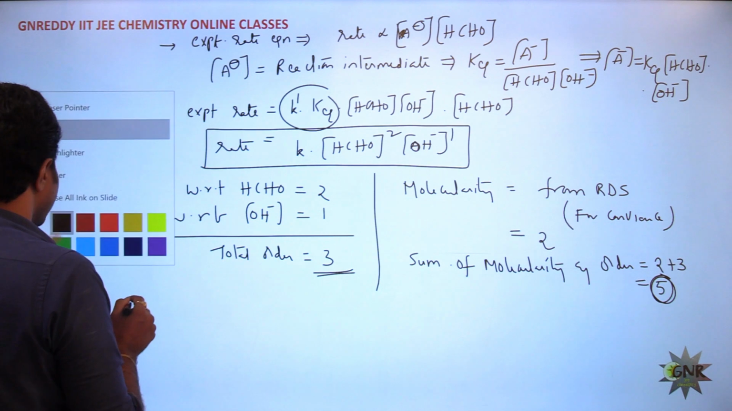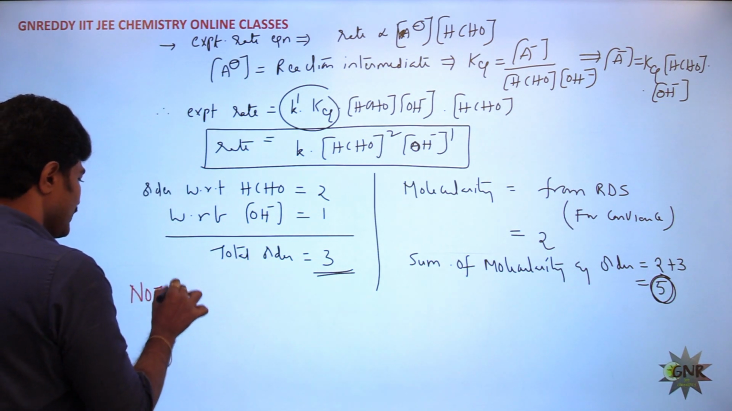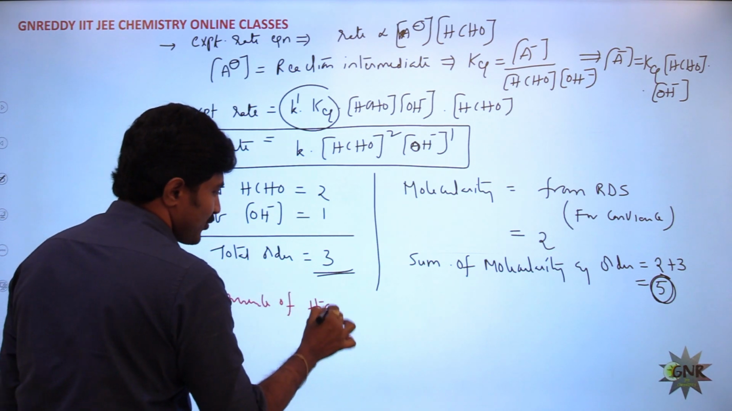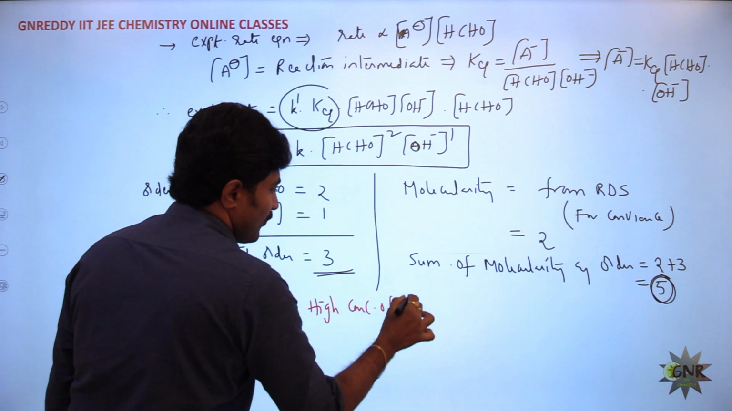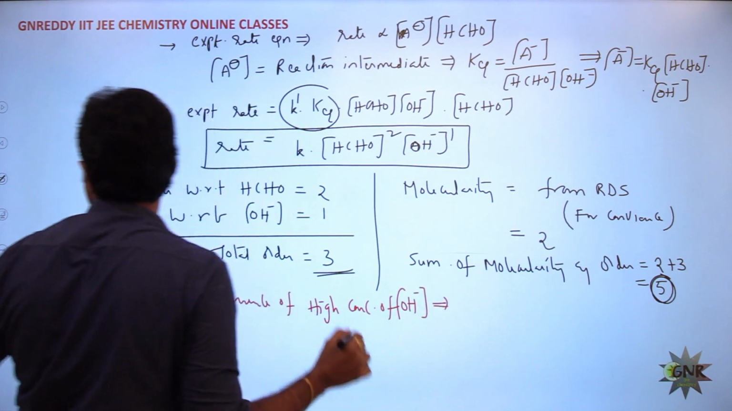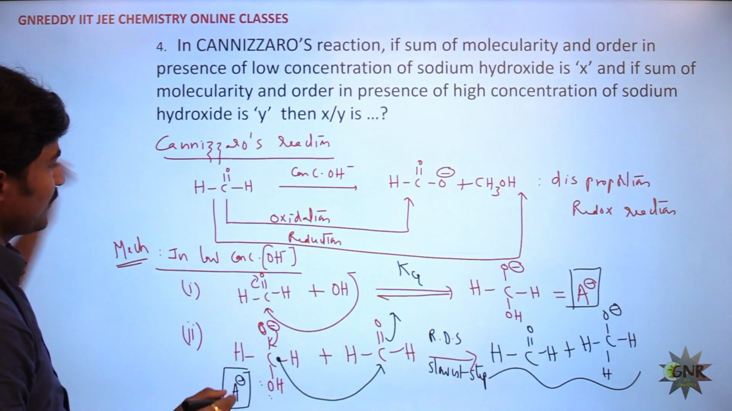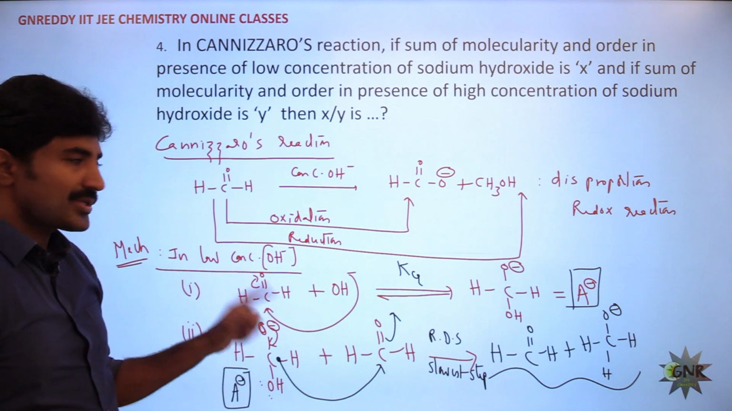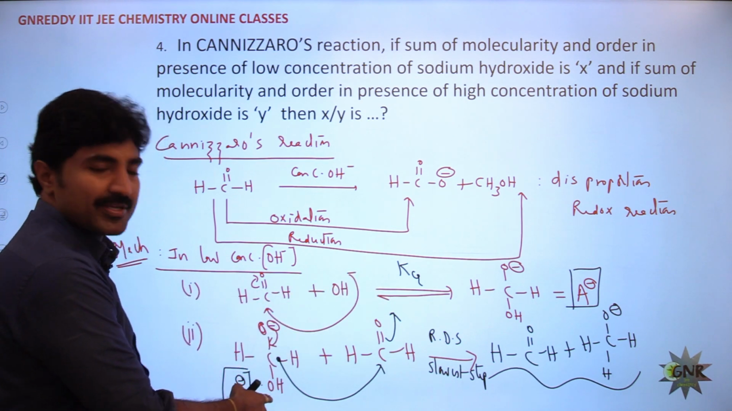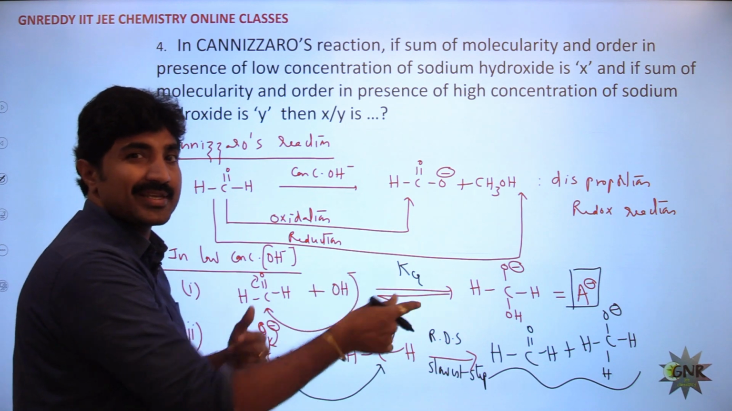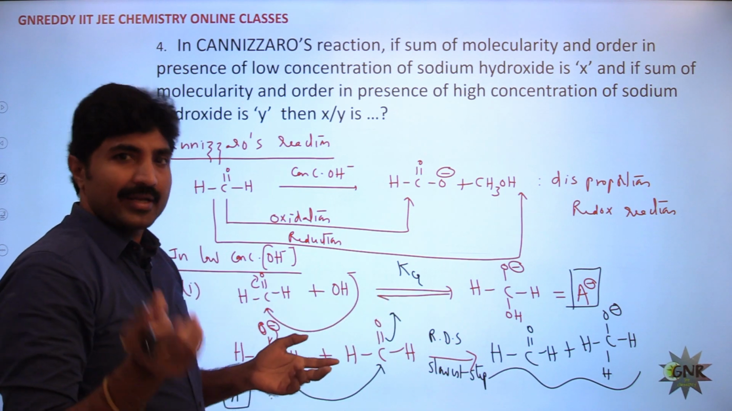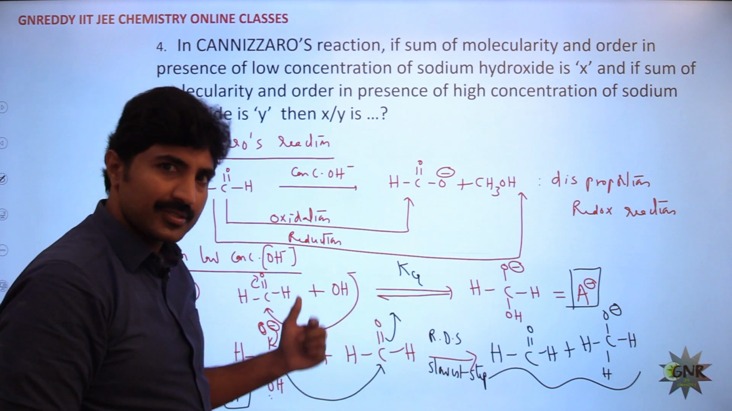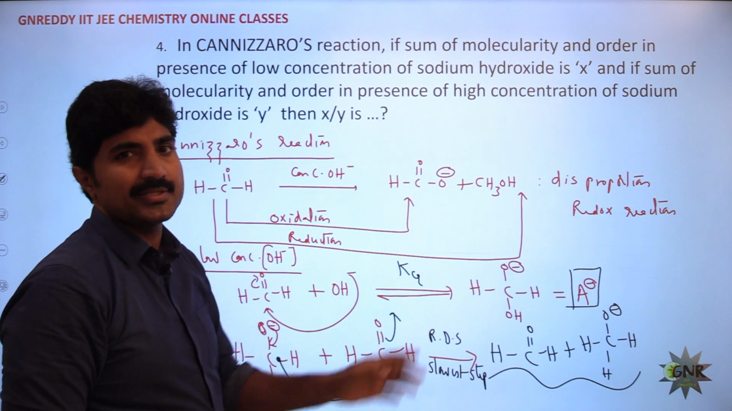Similarly, if you take high concentrations, in presence of a high concentration of OH minus, what happened? If you look at the same mechanism, the first step takes place. In the first step the A minus intermediate forms. Now if you use a high concentration of OH minus, this H plus will also be eliminated. Then in the second step A2 minus will be formed. Next in the third step A2 minus interacts with the second molecule of formaldehyde. There hydride transfer takes place, that is the RDS.